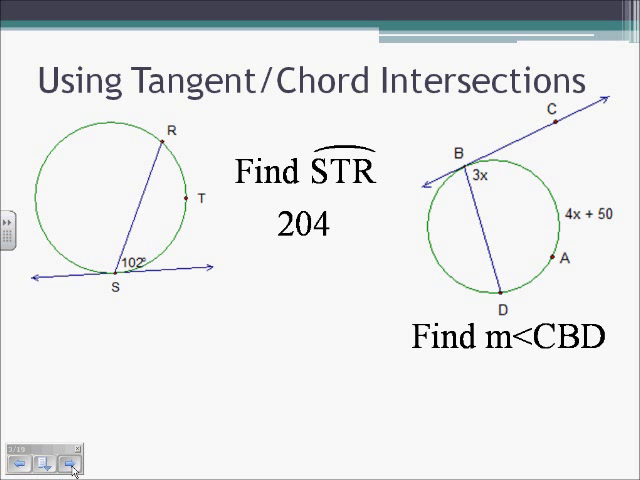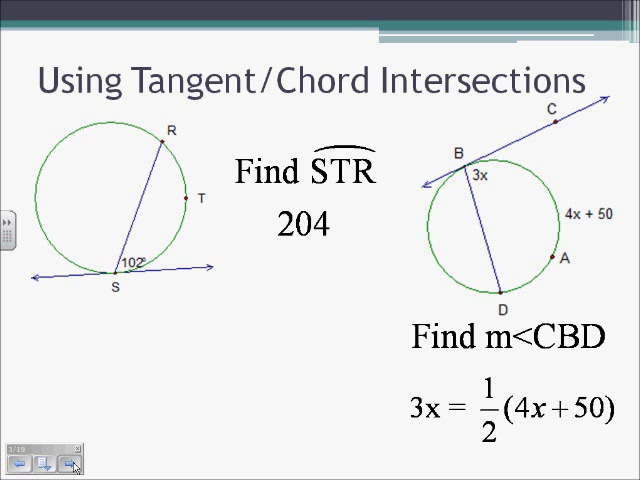Here we're asked to find the measure of angle CBD. To do that, we need to find x first, so we know 3x, the angle there, is going to equal half of its intercepted arc. So 3x is going to equal half of 4x plus 50.